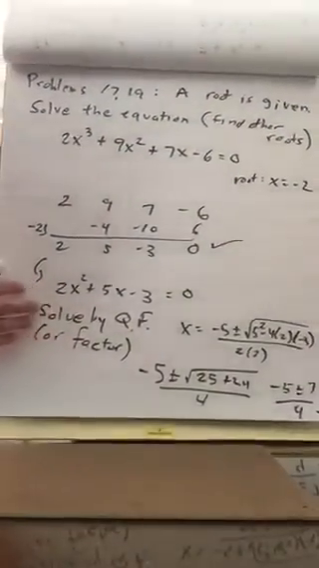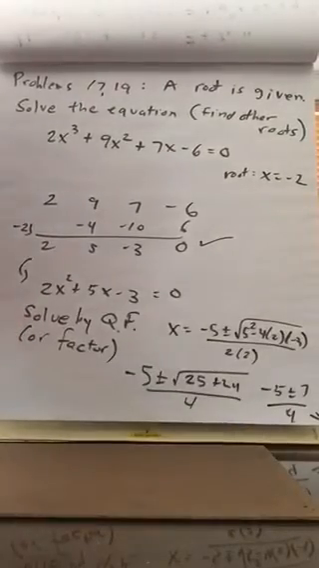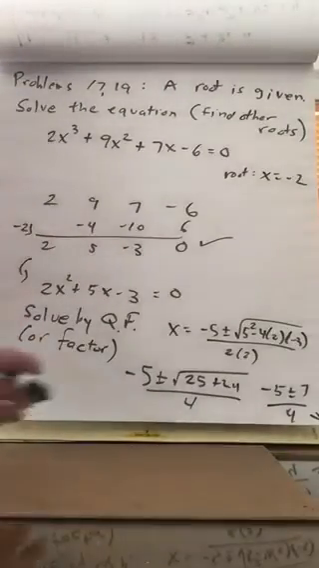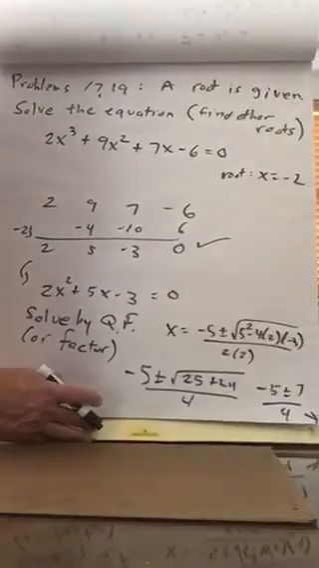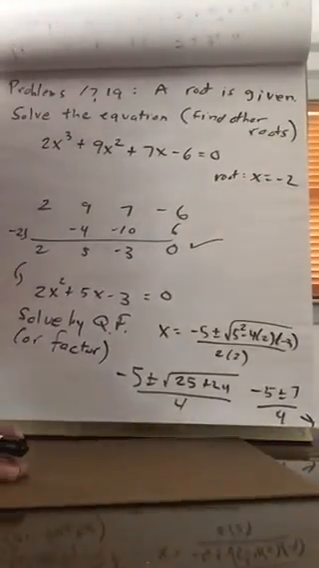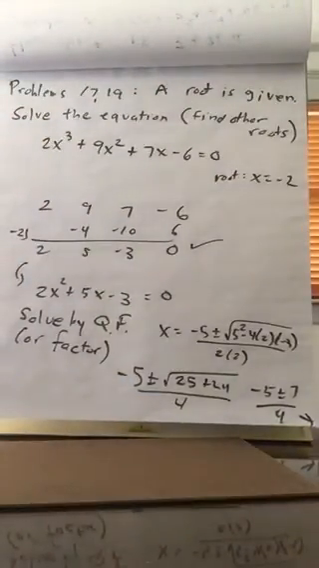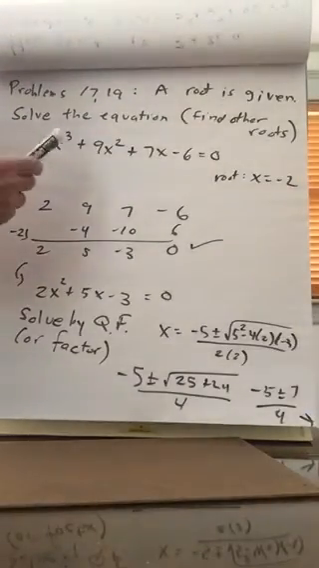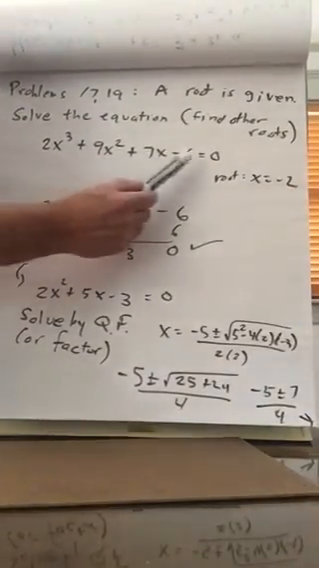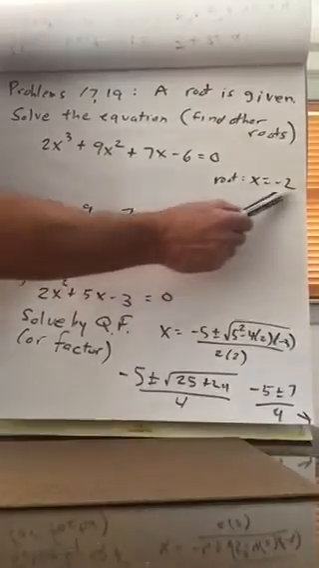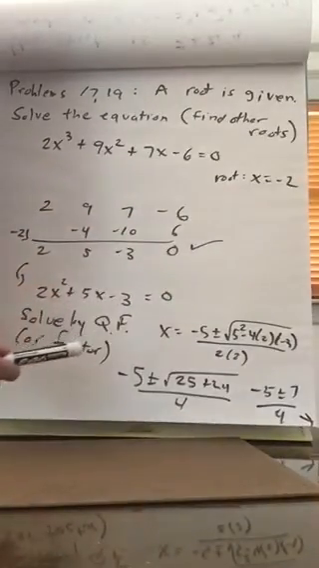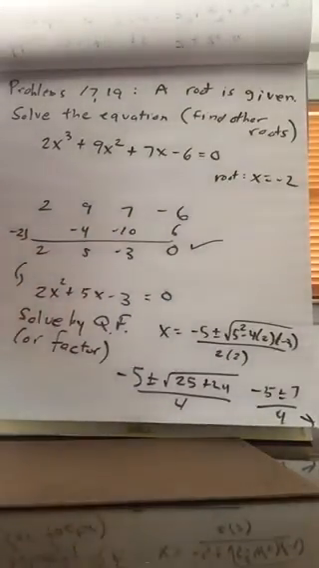Last type of problem. In period A, this is a part you actually haven't seen yet. So let's take a good look at this, period A as well as C. This one says, for problems 17 and 19, a root is given. Solve the equation, which means find the other roots. In this problem, we have 2x cubed plus 9x squared plus 7x minus 6 equals 0. And a root is given, x equals negative 2, which means x plus 2 is a factor.